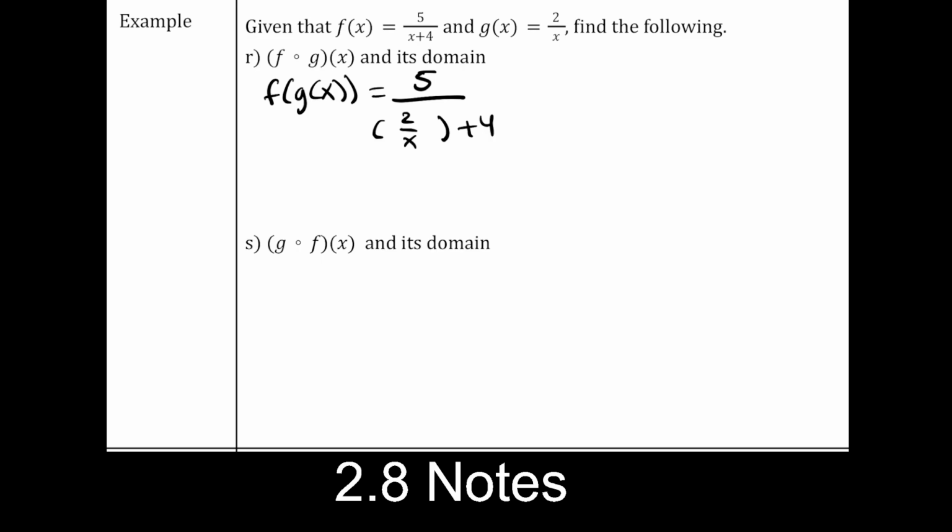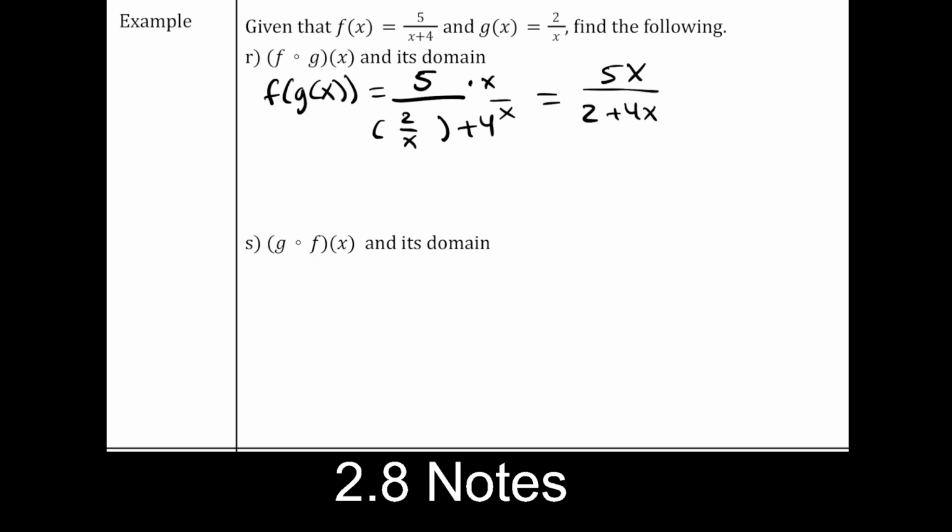And so there's a little bit of work we can do here. We can clean this up simply by multiplying the top and the bottom of our function by x, which we're allowed to do because that's the same thing as multiplying by 1. And so on top, I get 5x. On the bottom, the x's cancel at first, so I get 2, and then I get plus 4x. So that's a little bit cleaner function.